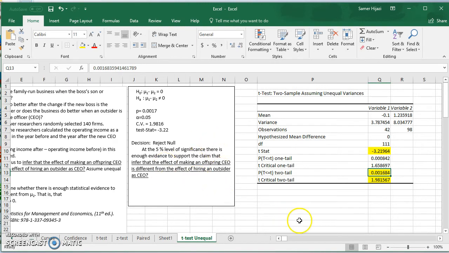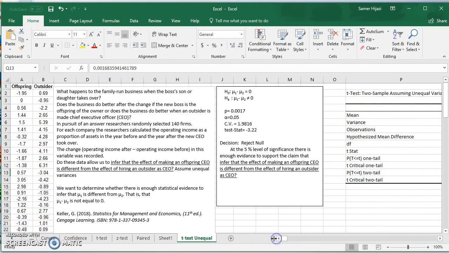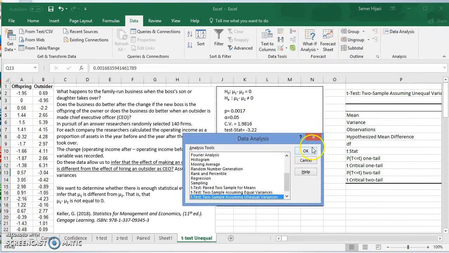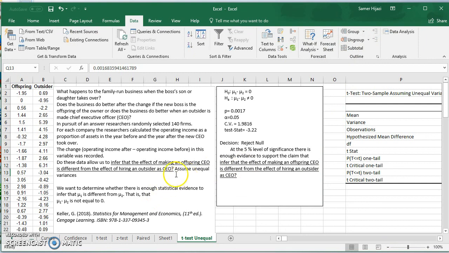As you saw here, the difference between this video and the other video for t-test with equal variances is just in what we selected from the Data Analysis ToolPak, based on whether they say assume equal or unequal variances. Also, a reminder: if they don't say anything about equal or unequal variances, you do have to perform an F-test. For how to perform an F-test, look for the video on my channel.